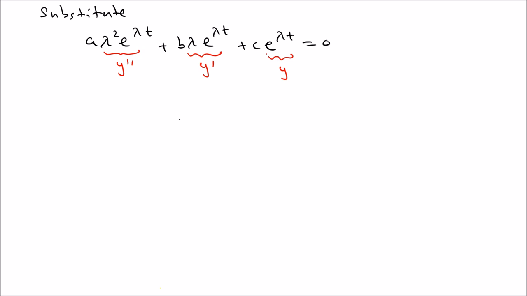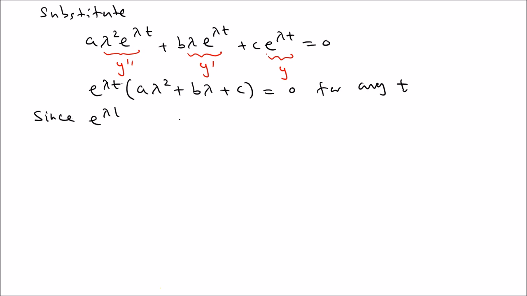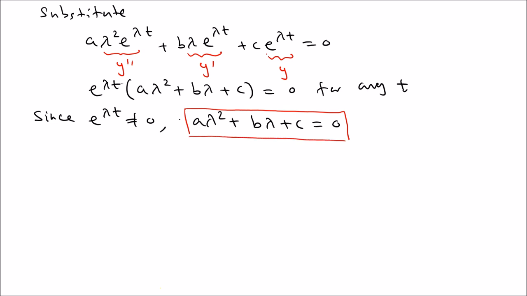Now you can see that e to the lambda t is common, so we can take it out as a factor. If you take it out as a factor, you're going to get a lambda squared plus b lambda plus c equals 0. For any t, but we know that e to the lambda t never becomes 0, so the only option is that a lambda squared plus b lambda plus c equals 0. This is what we call the characteristic equation of the differential equation, because this has to be satisfied if e to the lambda t is a solution.